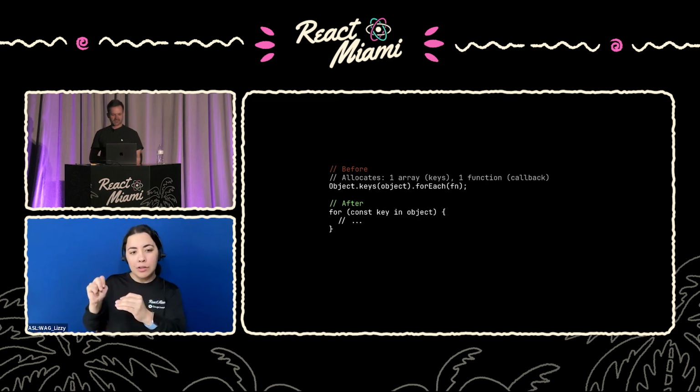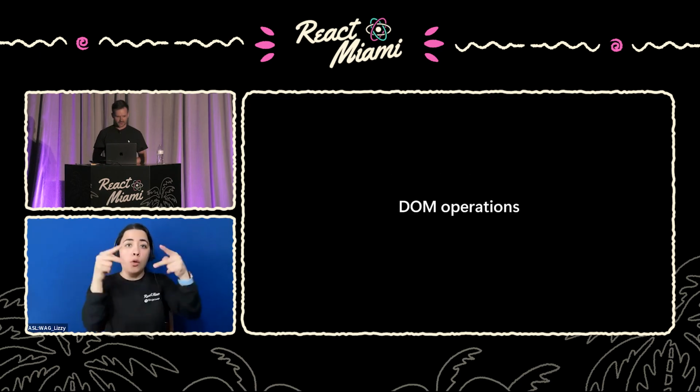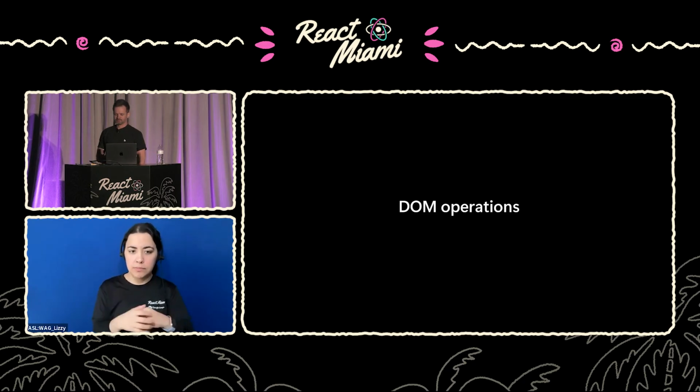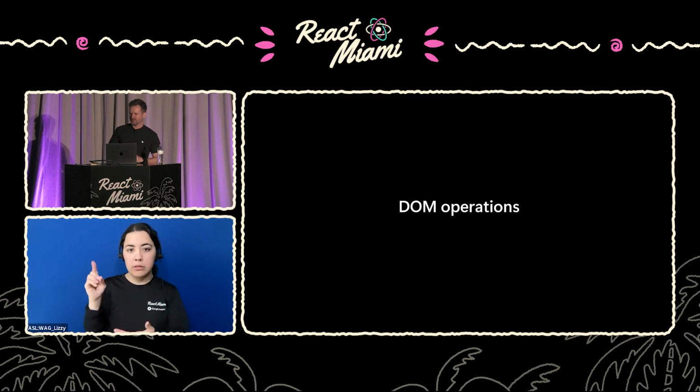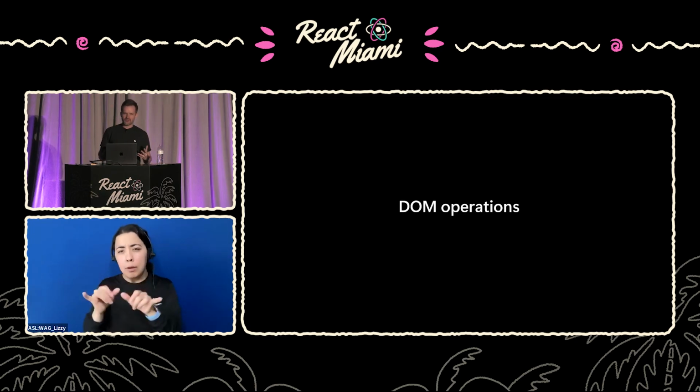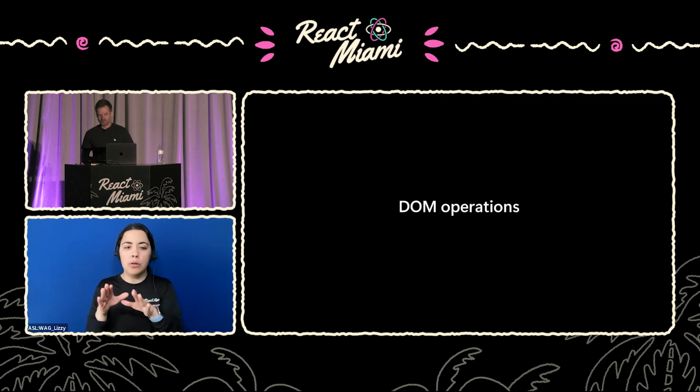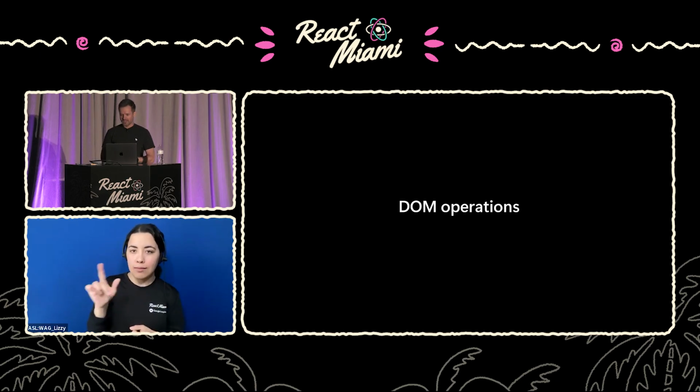Let's move on to something that can have a bigger impact, and this is DOM operations. So there are cases where you need to manipulate the DOM directly, like measure something, position something. It may not be very common in line of business applications, but very common in graphics apps, games, and UI libraries. So what can go slow here?